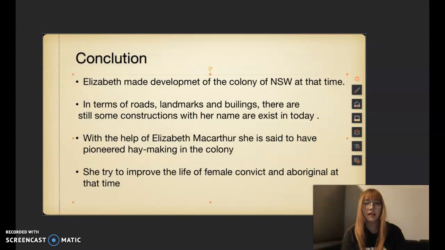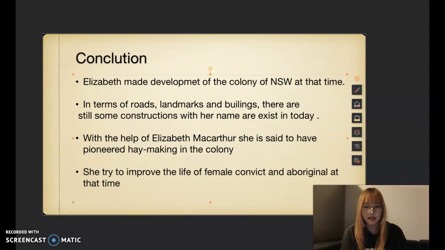Well, the conclusion. I still think Elizabeth contributed to the development of the colony of New South Wales at that time because she introduced new skills and she strongly supported her husband, who was a very important figure in Australian history. Besides, in terms of the roads, landmarks, and buildings, there are still some constructions with her name existing today in memory of Elizabeth Macquarie, and with the help of Elizabeth Macarthur, she is said to have pioneered haymaking in the colony, as I said before.